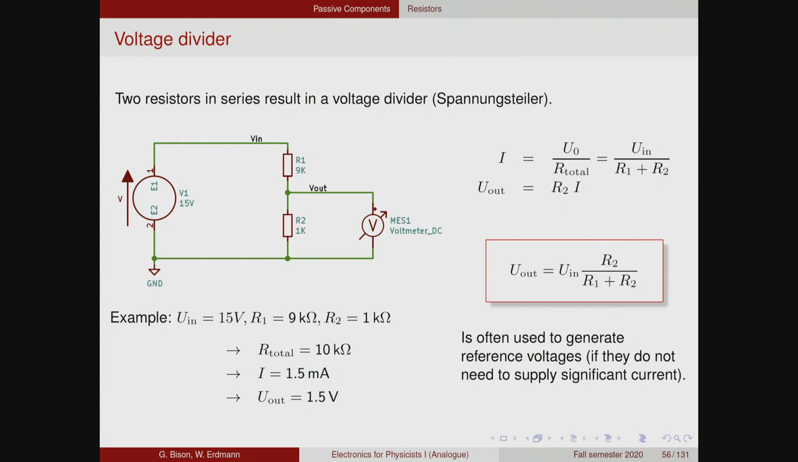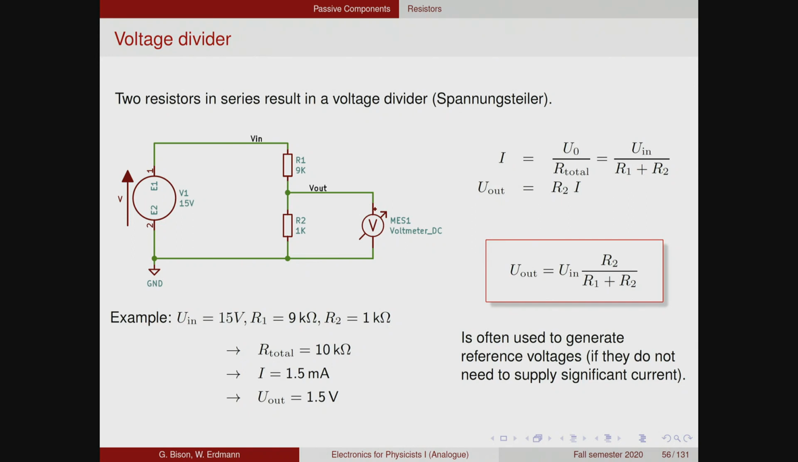Now, let's have a look at a concrete example. Our input voltage is 15 volts. We choose this resistor to be 9 kilo ohms. We choose this resistor to be 1 kilo ohm. This means that our total resistance is 10 kilo ohms. It also means that we have a current of 1.5 milliamps flowing through both resistors. And then we can compute that the 1.5 milliamps that go through the 1 kilo ohm resistor here produce a voltage drop of 1.5 volts. So we have divided the 15 volt input in a 1 to 10 manner, simply by choosing this kind of resistor values.